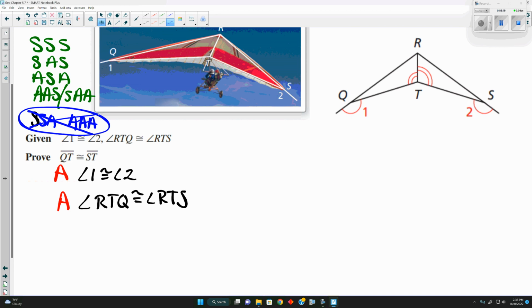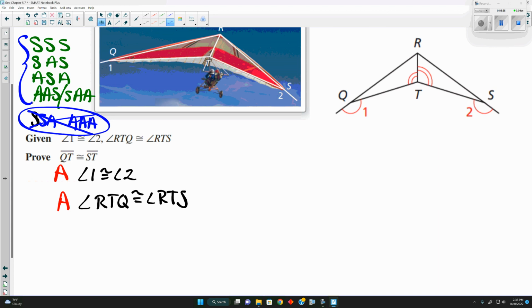Because these are the ones that work. So side, side, side, side, angle, or angle, angle, side. These are our shortcuts that work for congruency, yes? These don't. So we need to have one of these setups here to show that the two triangles are congruent. That's where we need to start.